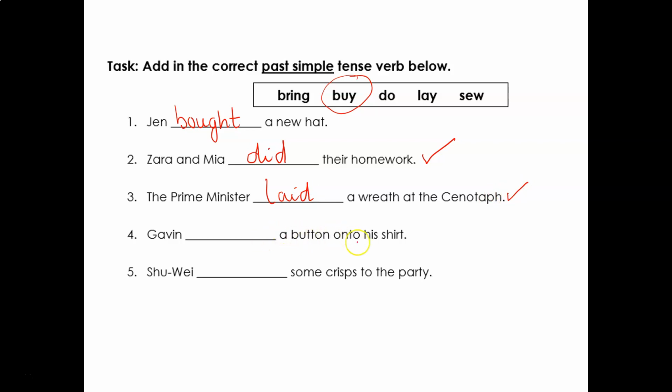Gavin, something a button onto his shirt. This is the word sew. So in the past tense, we end with ed. He sewed a button onto his shirt. And finally, Shuri, some crisps to the party. Well, I'm going to say here that this person decided to bring them to the party. We can't say that, so we would say brought.